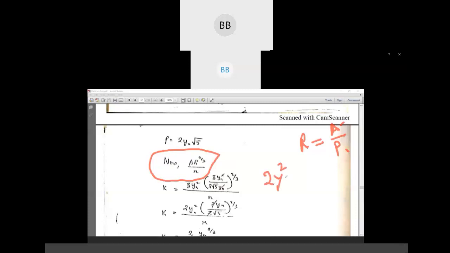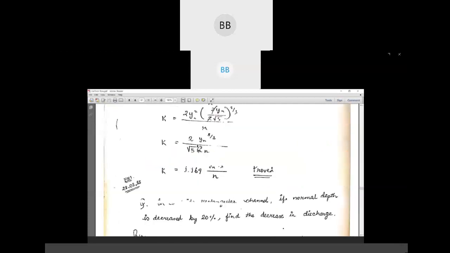Area is twice y square, multiplied by area is twice y square divided by twice y root over 5, and then we have to the power 2 by 3 divided by n. To solve this expression and see whether you are getting this value or not.